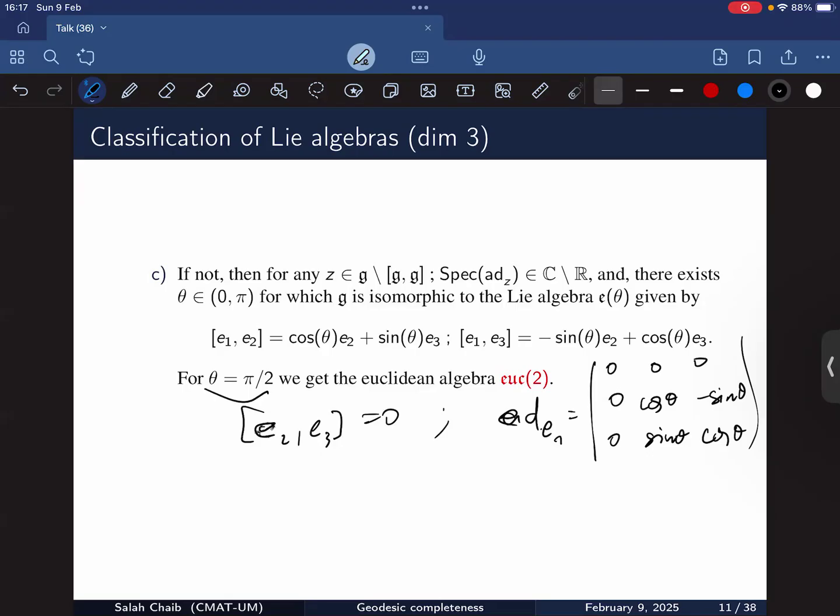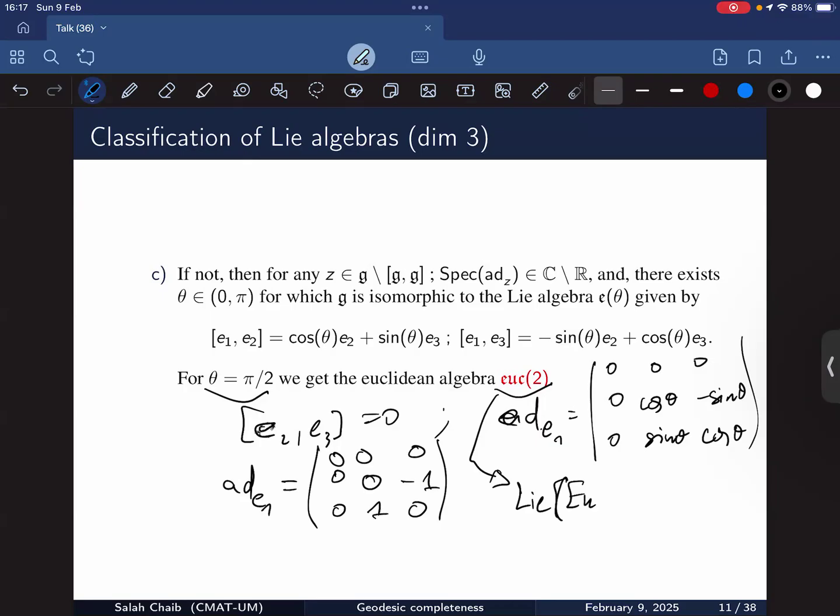In the case where theta is pi over 2, we get the Lie algebra of the Euclidean group. For pi over 2, we get this matrix as the ad of E1. As you can notice, it's traceless, and this is the Lie algebra of the group of rigid motions of the Euclidean 2D space, which is SO2 semi-direct R2. If you want the simply connected one, it's R semi-direct with R2, via the exponential of this matrix.